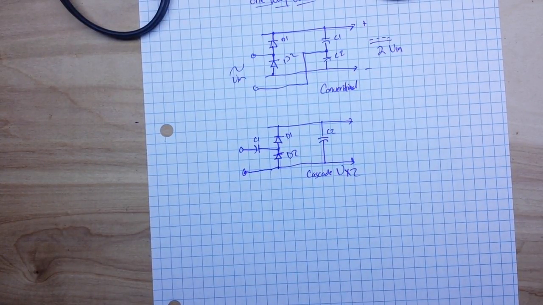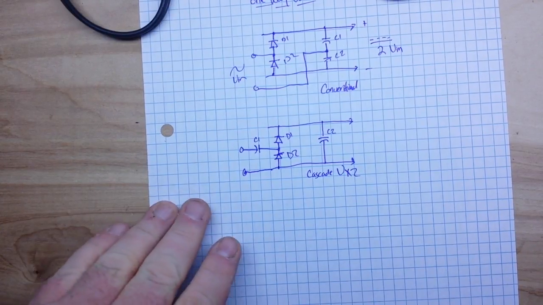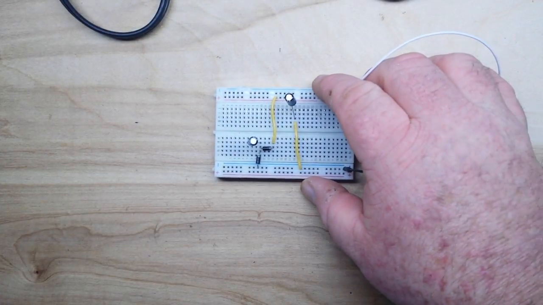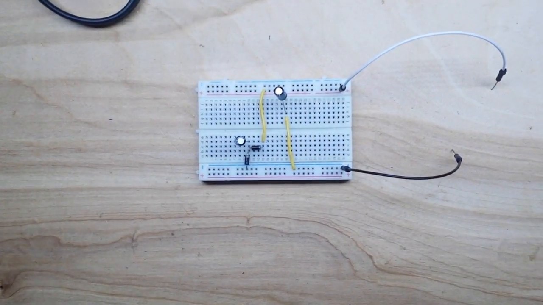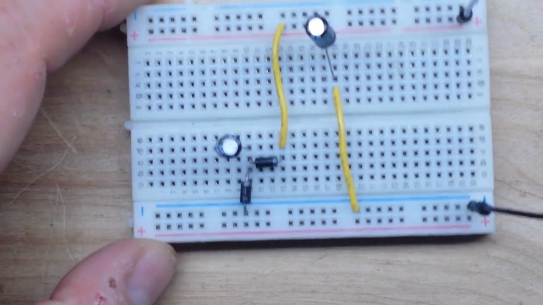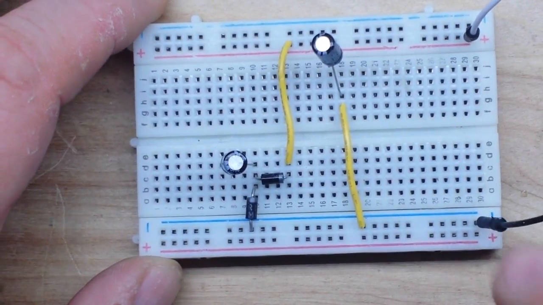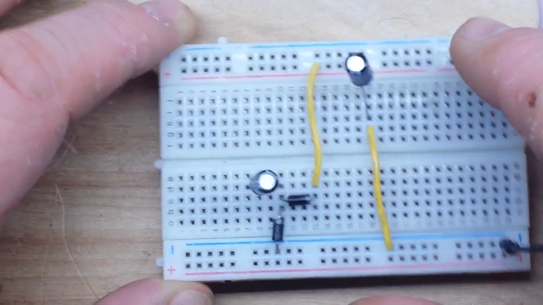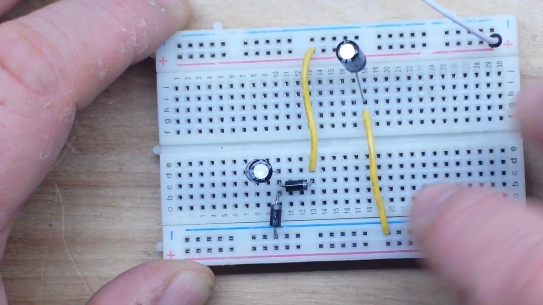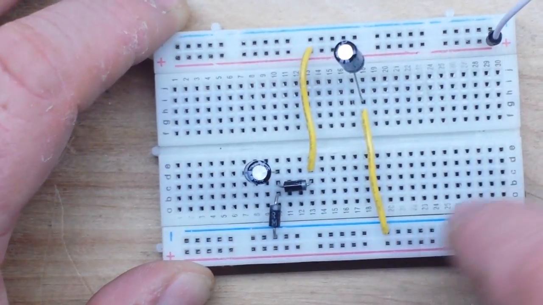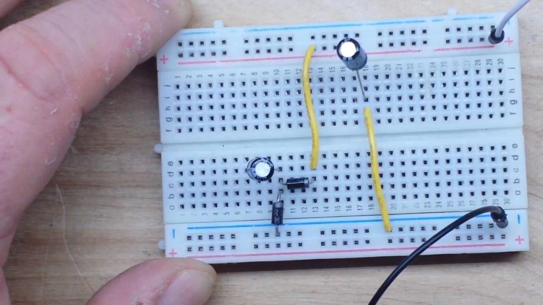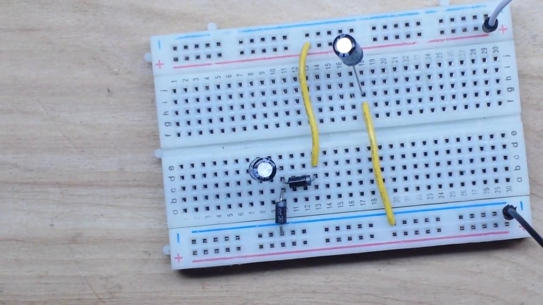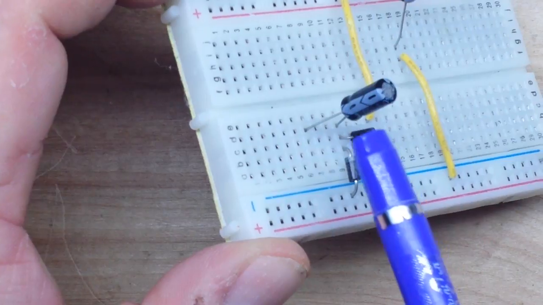Alright, so now for a slight demonstration of the cascade voltage doubler. I used my Ronco creator circuit to whip it up right here. Now we are using 22 microfarad 50 volt electrolytic capacitors, and we are using 1N4007 diodes.